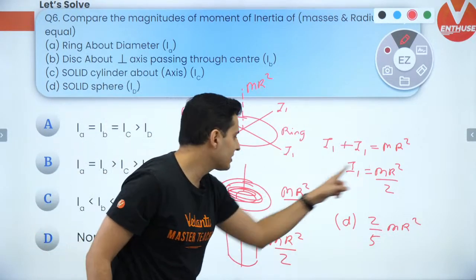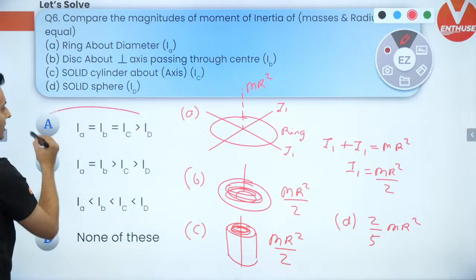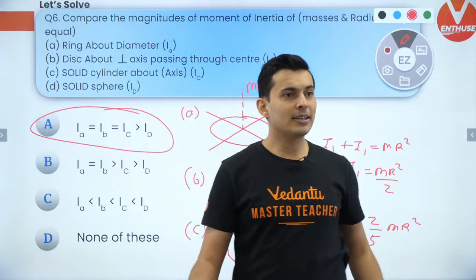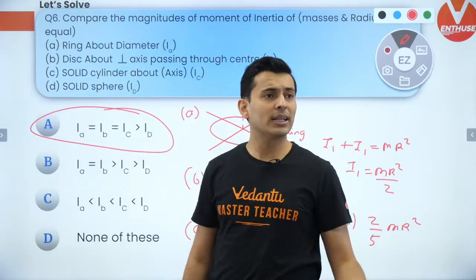Now don't you see this and this are equal? So don't you see this option should be correct? Because all of them are more than 2 by 5. That's it.